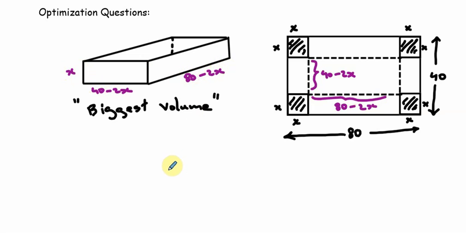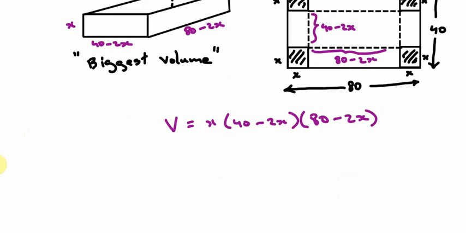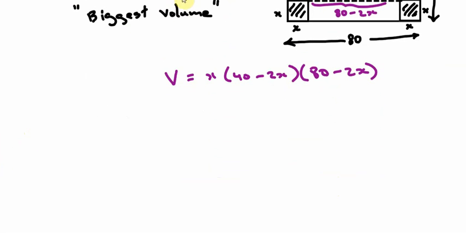So now I can put this together and say algebraically the volume of the box is equal to length times width times height. So x times 40 minus 2x times 80 minus 2x. All right, and then what we did in Math 12 was we did a little graph. So let's go ahead and graph this thing.